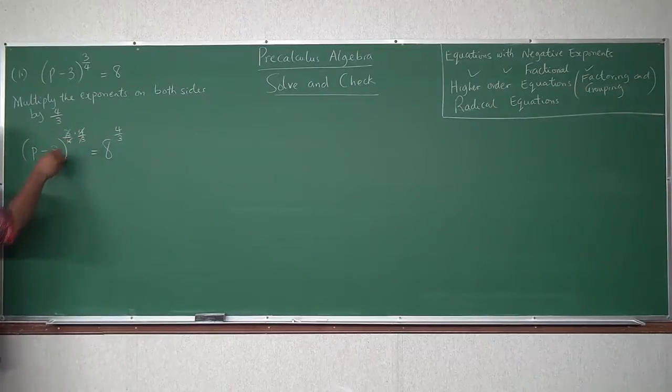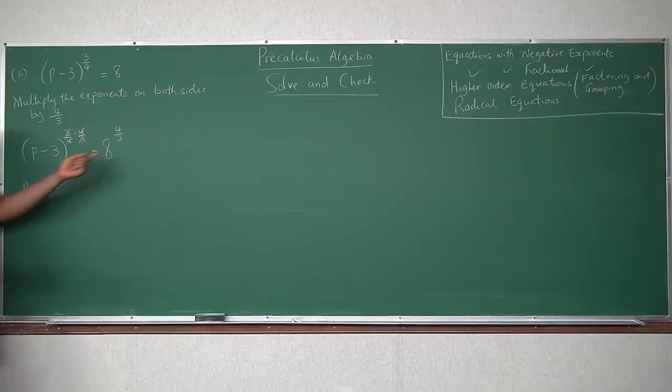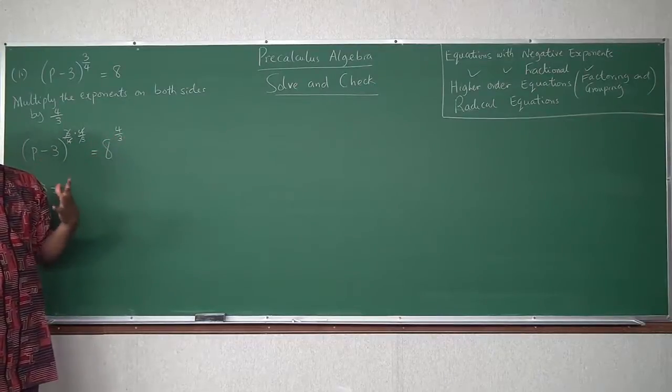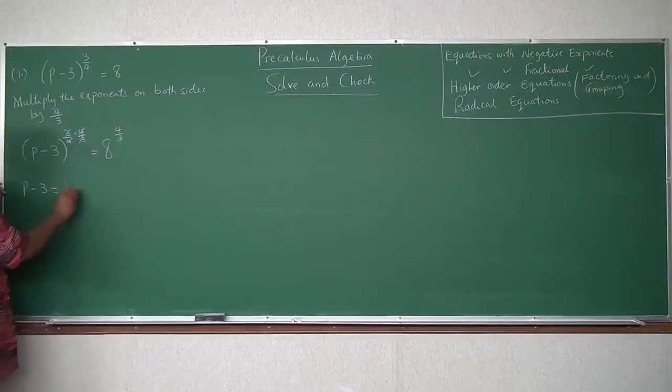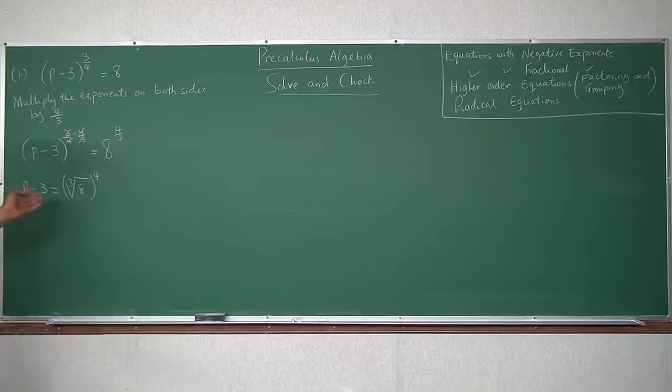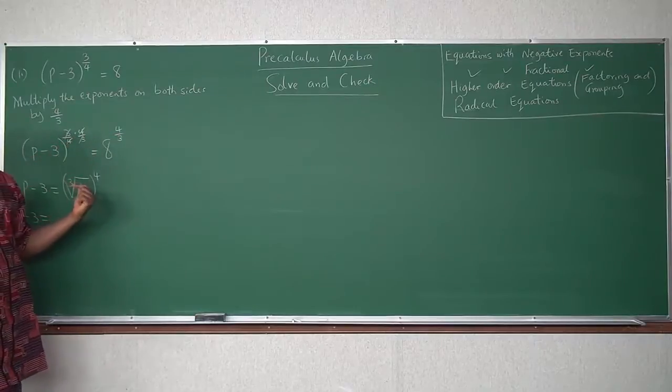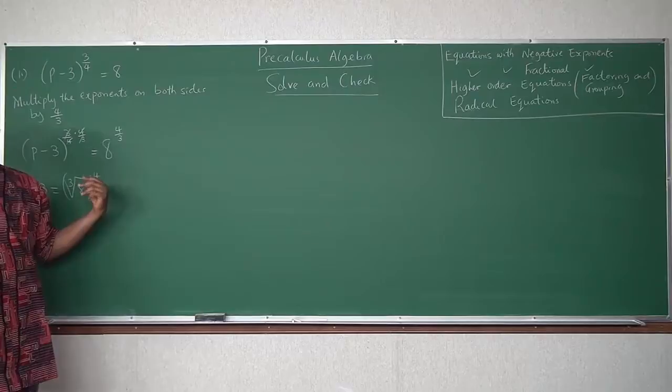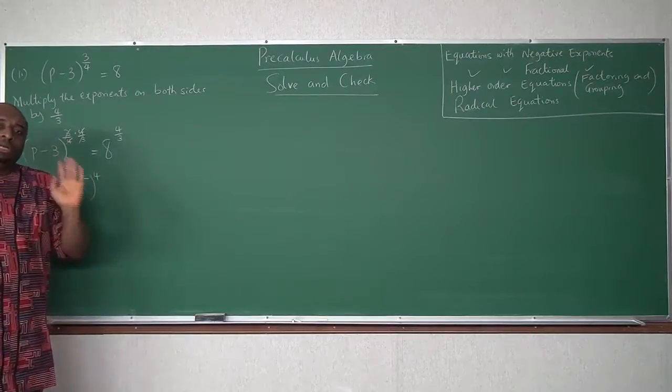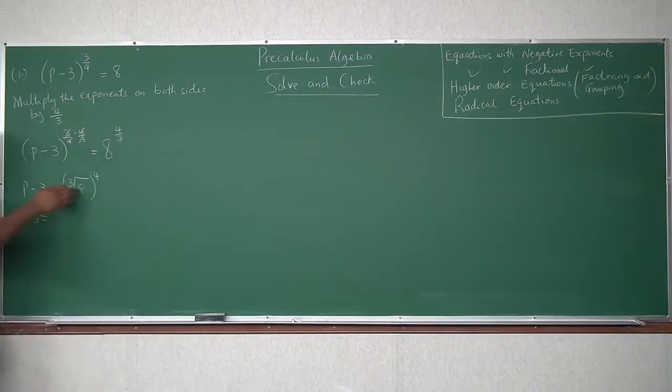So you see that this cancels out, and we have p minus 3 equal to, from the laws of exponents, the cube root of 8, all raised to power 4. Fractional exponents give you radicals. I did that in the videos on the laws of exponents. So the cube root of 8 is 2, and 2 raised to power 4 is 16. So p minus 3 is 16, and p will be 16 plus 3. P is equal to 19.